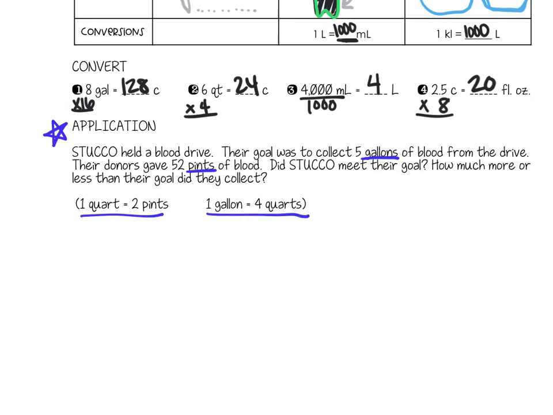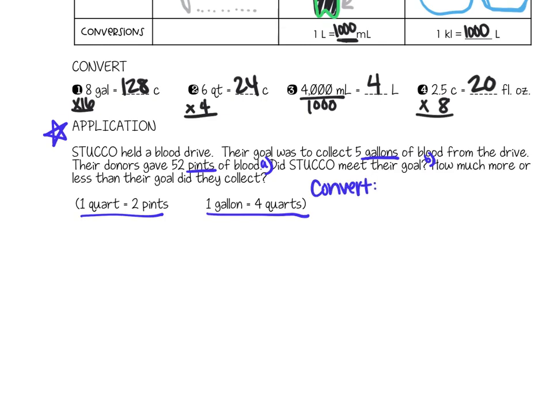So first thing I want to do, we're using 2 different units. We're using gallons and pints. So I need to make those to where they're the same so it makes more sense to me, okay? So I can kind of easily answer that question. I'm just going to make this A, did they meet their goal? B, by how much, okay? So first thing is convert.